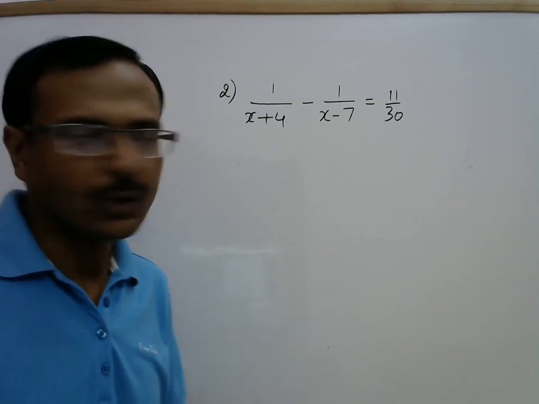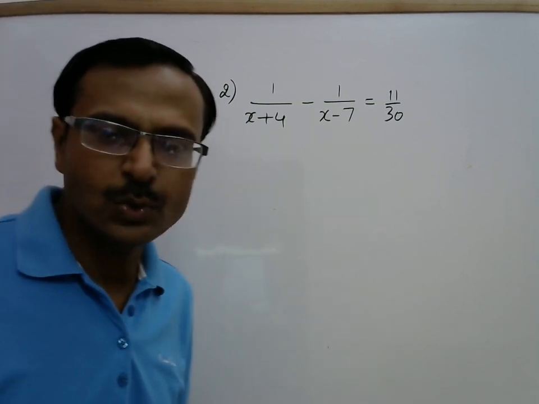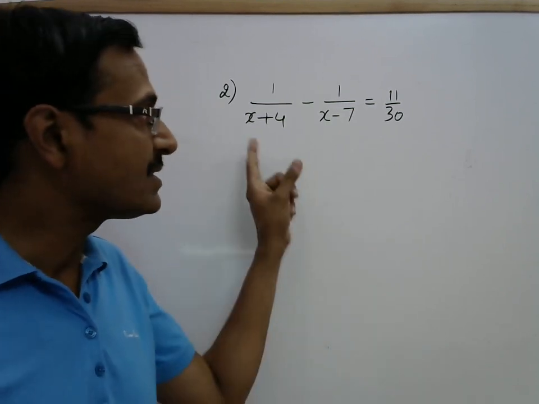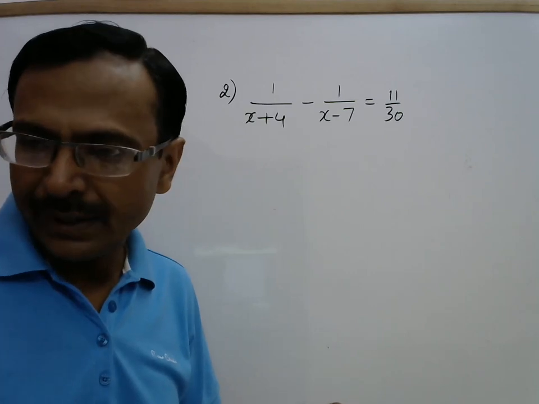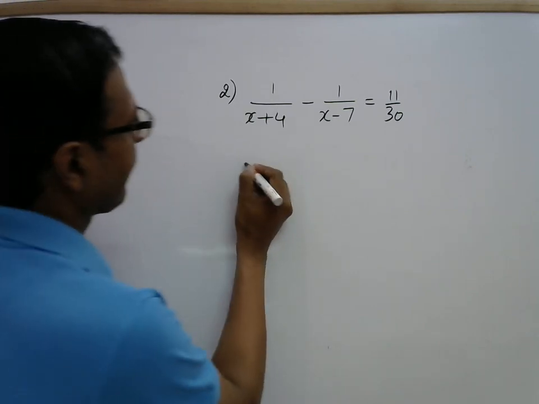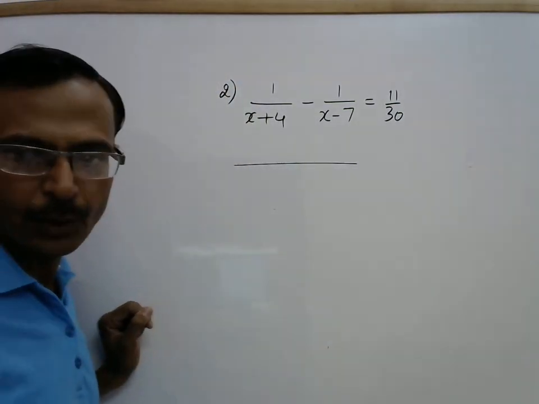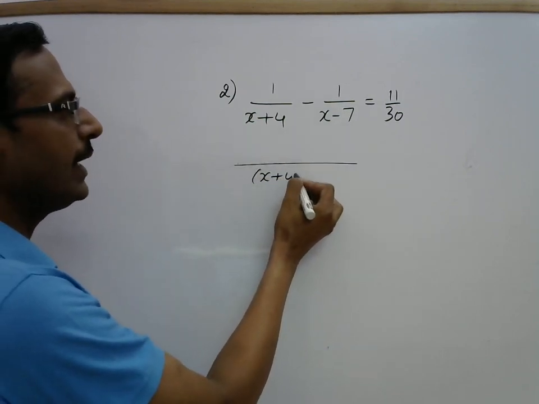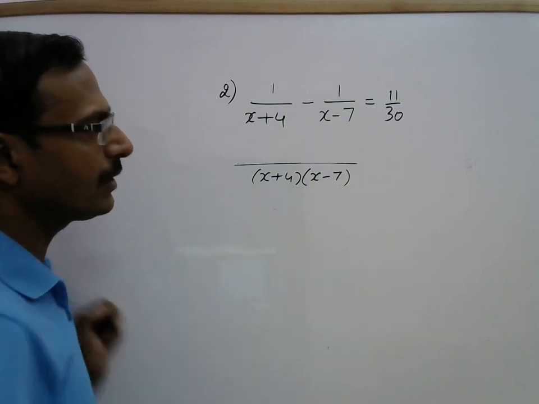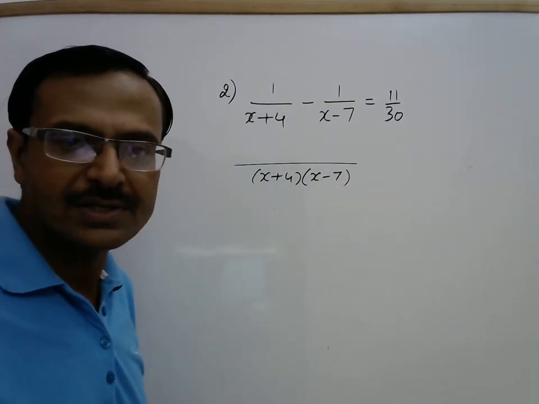Okay, so let's get on with this question. Students, whenever you have to take the LCM of two given fractions, do not worry. Just write the fraction sign, then multiply the two denominators, x plus 4 and x minus 7, in the denominator, and in the numerator just cross multiply.